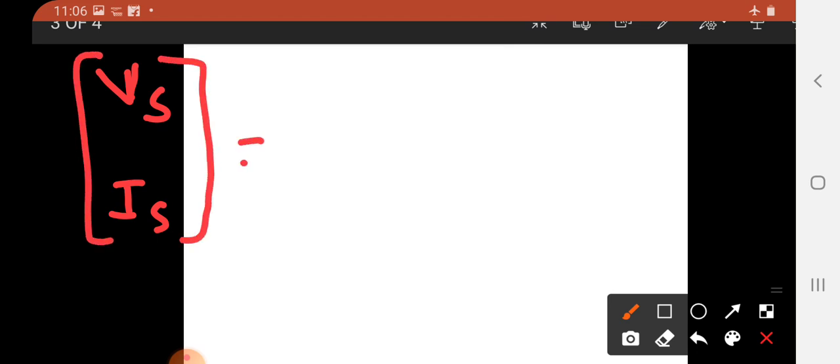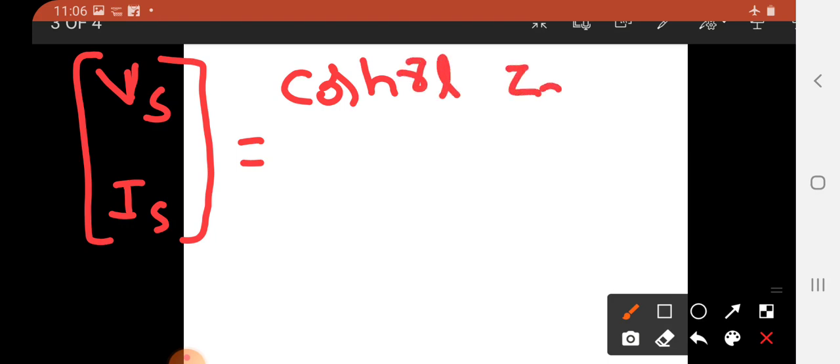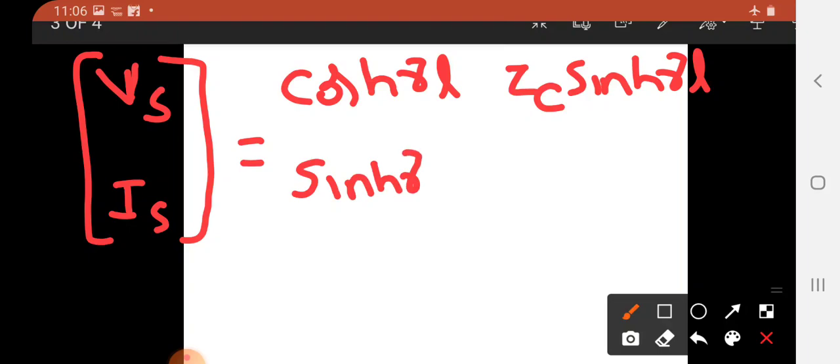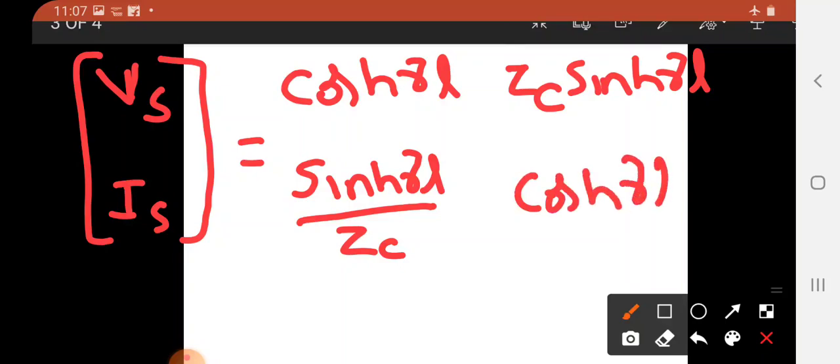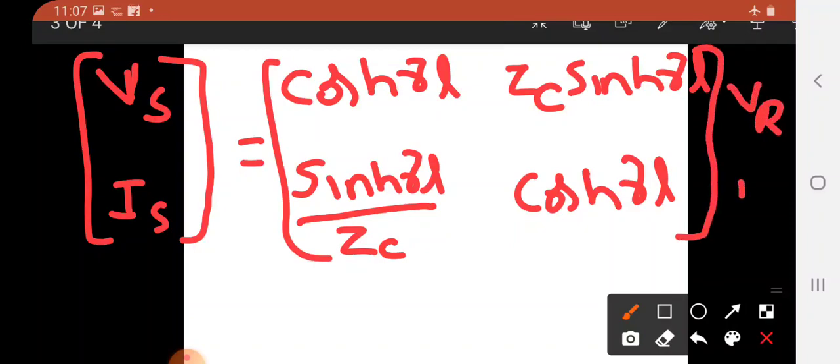And we can write in matrix form for sending end voltage and sending end current as Vs, Is is equal to cosh gamma L, Zc sinh gamma L, sinh gamma L by Zc, cosh gamma L into Vr and IR.